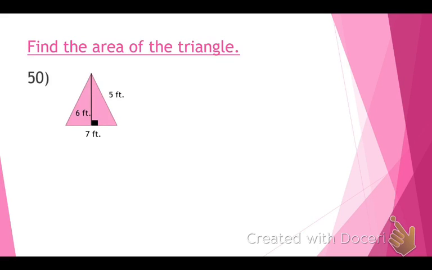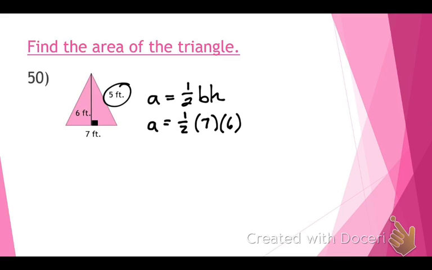For problem 50, we are going to find the area of the triangle. Carson, what is the formula for area of a triangle? A equals 1/2 times B times H. Okay, remember these kind of formulas, you're going to want to have them memorized for your final. Do I know my area yet? No. What's my base? 7. Okay, and what's my height? 6.